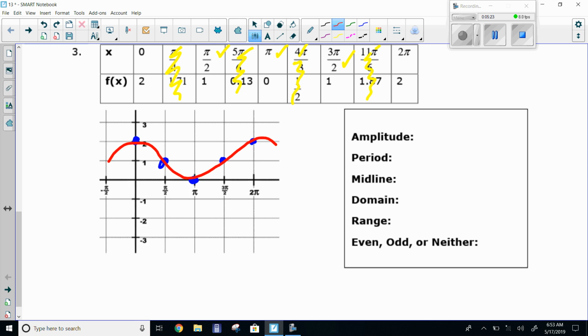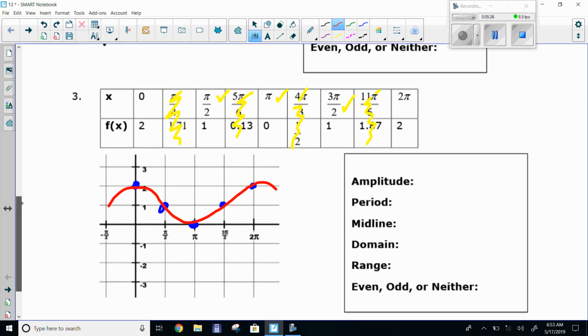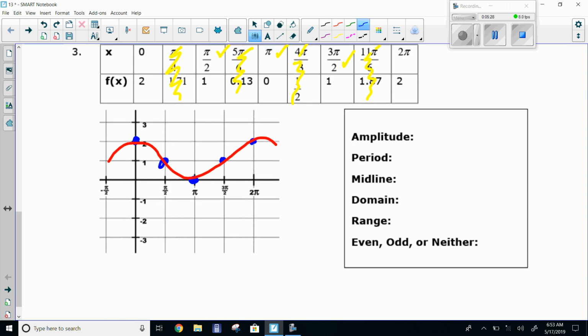So we have to come up with all the information based off of this picture. So first thing is identifying the midline. So the midline happens anywhere where you can locate the spot where it's the same distance above and below the curve. So that means that my midline should probably be right here, since we go up 1 and down 1 from there. So that means that my amplitude is 1.